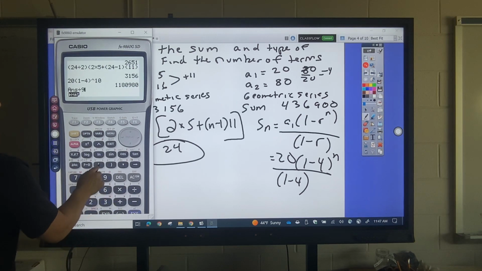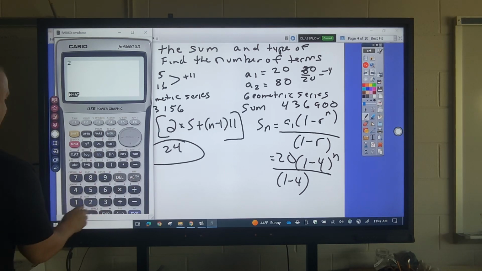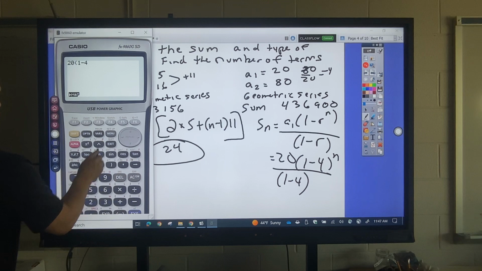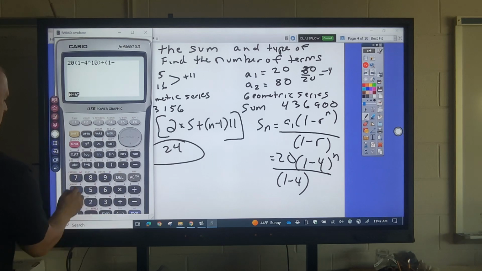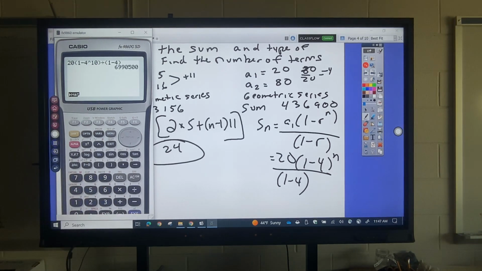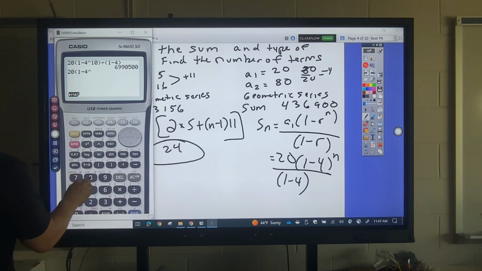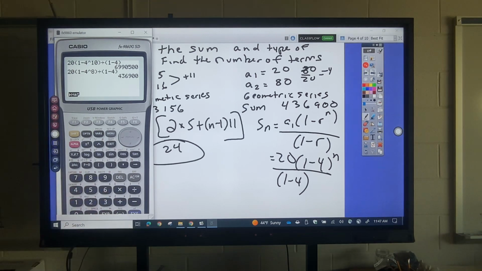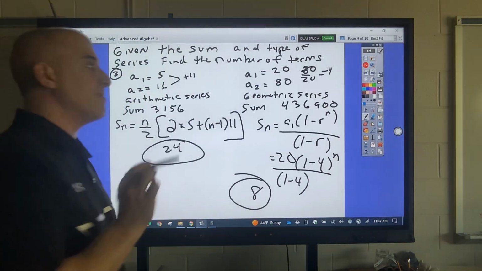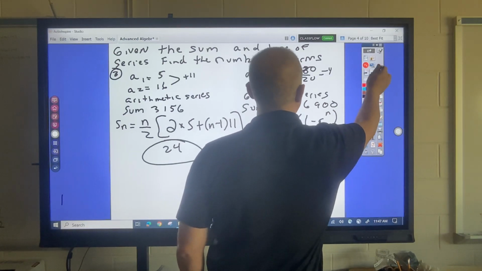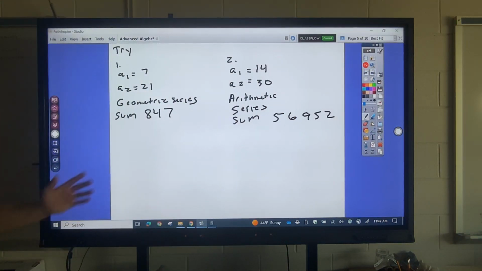Okay, divided by, oops, that's not right. Sorry. 1 minus 4 to the 10th, divided by 1 minus 4. That is too many. Let's go 8. That hits it right there. It's 8. Okay, so we're just making the explicit formula, the sum, and substituting. You guys can go ahead and do this.